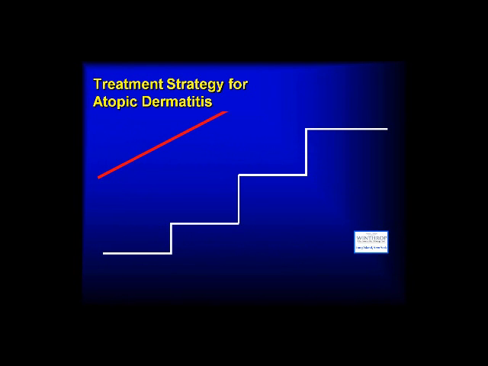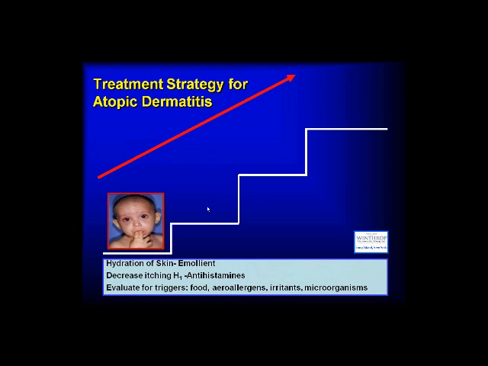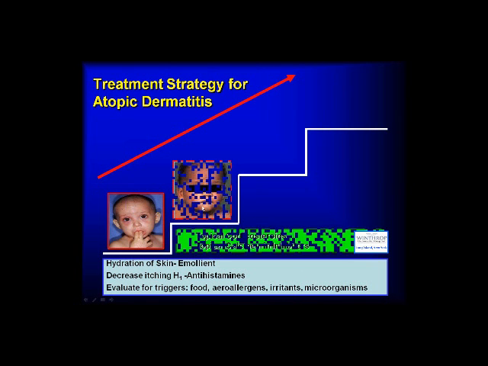So let me end with the next few slides in terms of what's the treatment strategy for atopic dermatitis. Well, you see them early, hydration, decrease the itching, antihistamines, but note that this doesn't do anything with the pathophysiology of atopic dermatitis. Very important is evaluate for triggers, food, allergens, irritants, and microorganisms. At this stage, you may want to add some topical corticosteroids and topical calcineurin inhibitors.